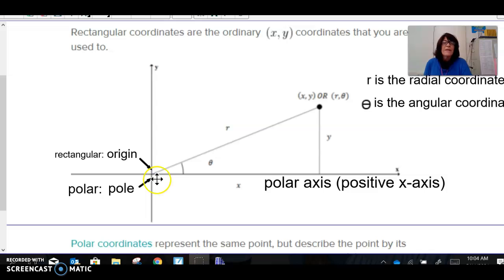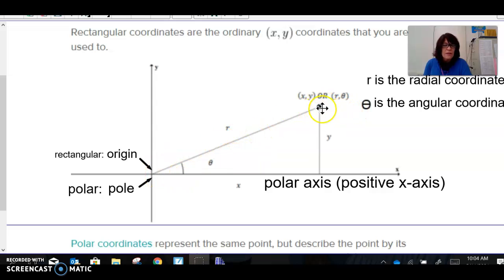And we have the x-axis, or our positive axis, and we have the y-axis. The x-axis is referred to as the polar axis. The positive x-axis we refer to as the polar axis. I'm not sure what the y-axis is called. We have the polar axis and the pole, and then we have this radius.